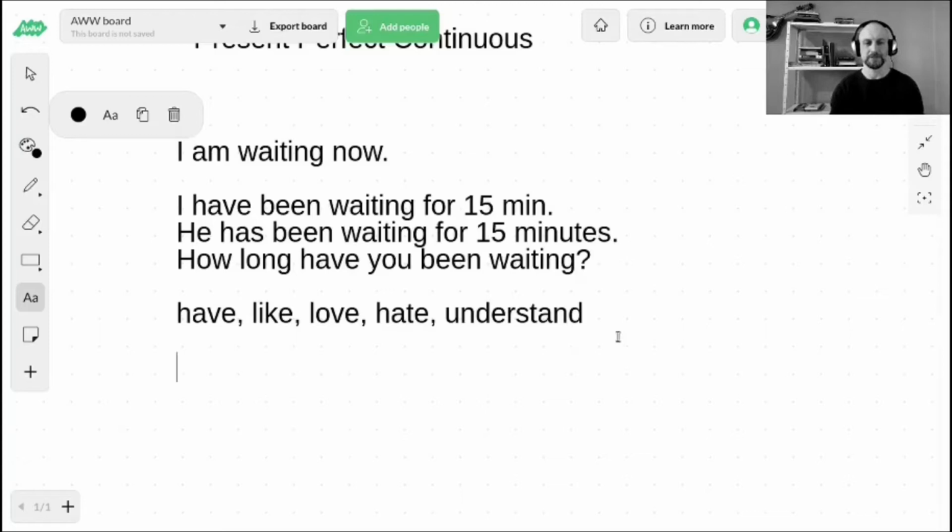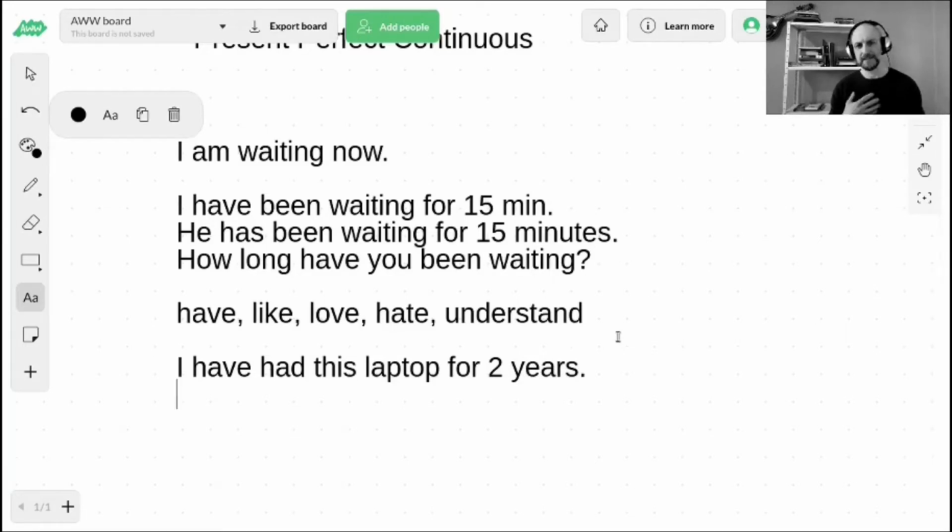And so, for example, you would say something like, I have had this laptop for 2 years. See, so the meaning is the same. I still have the laptop, and the state of having the laptop started 2 years ago. The same as the sentence before. I have been waiting for 15 minutes means that I'm still waiting, and I started 15 minutes ago. And it's really simple if you think of it. If you cannot use present perfect continuous, you use present perfect simple, and there you have it.